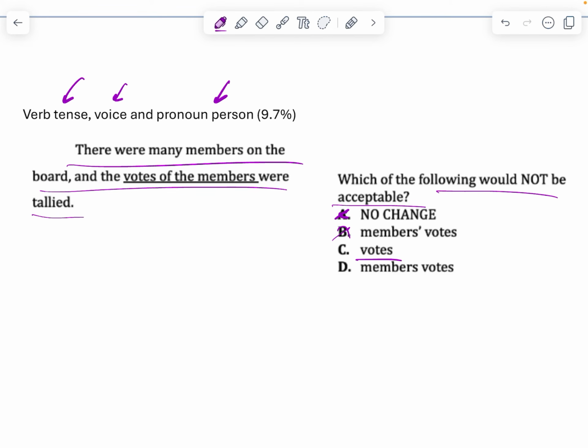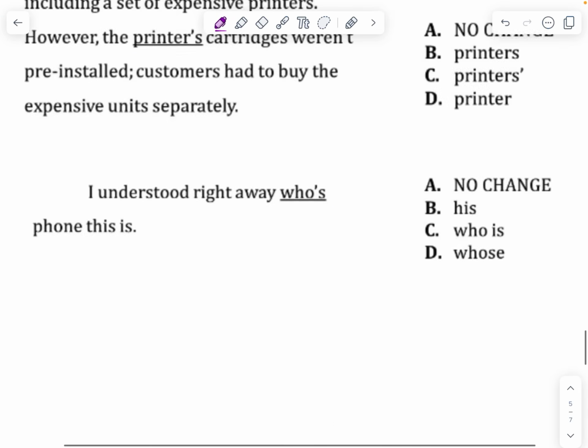The votes were tallied. That also is acceptable, although it's a little less descriptive. And then members votes. If you notice, B and D try to do the exact same thing, but in D, the apostrophe is missing, which is why that is not going to be acceptable. That is the correct answer. Okay. I'm not going to go through these other examples.